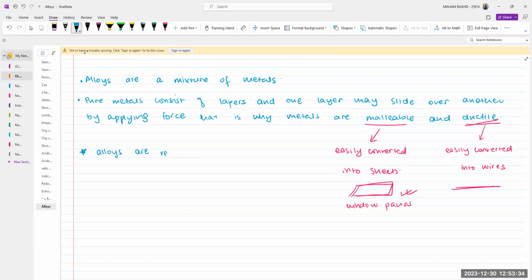Now, alloys are resistant to corrosion because the number of atoms per unit area decreases. Alloys are harder than parent metals.